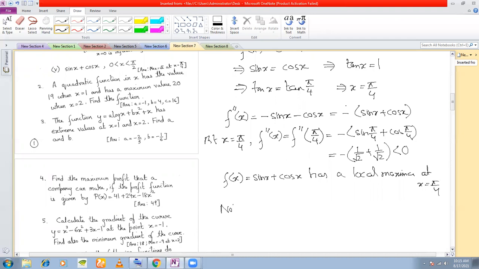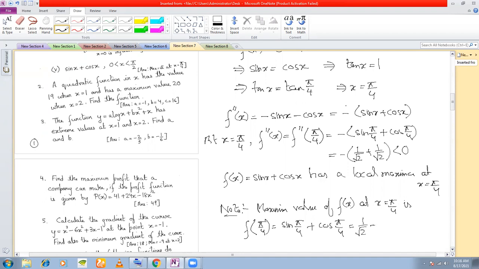And what is the maximum value? Maximum value of f(x) at x is equal to pi by 4 is f pi by 4 equal to sin pi by 4 plus cos pi by 4, 1 by root 2 plus 1 by root 2, which is equal to 2 by root 2, which is equal to simply root 2. Fine. Moving on to the next sum.